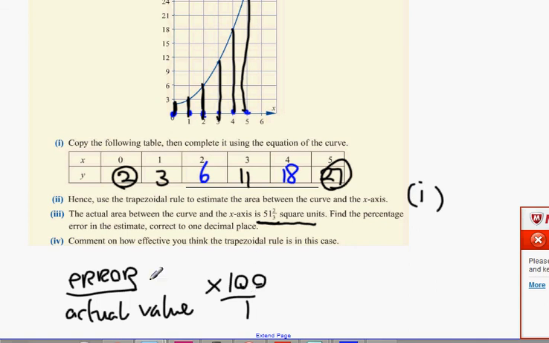Okay? So basically, long story short, to get the error, it's the number in part 3 minus the answer in part 2. That gives you the error. Your actual value is 21 and 2/3 square units, and then you multiply by 100 over 1. Comment on how effective you think the trapezoidal rule is in this case. How many strips did we use in this case, lads? 1, 2, 3, 4, 5. Right? We used 5 strips. If we use 10 strips, we'd get a much more accurate value. Or technically speaking, we used 6 heights, didn't we? If we use more than 6 heights, we get a more accurate answer.